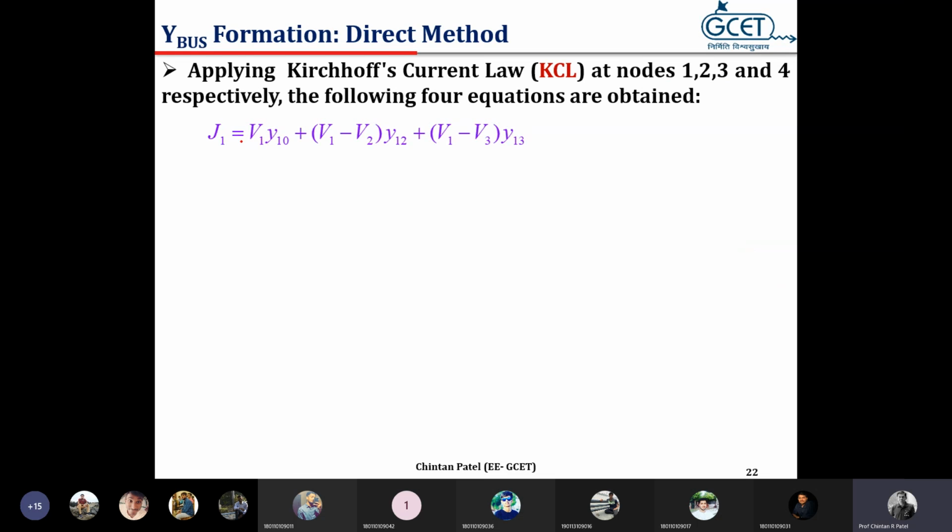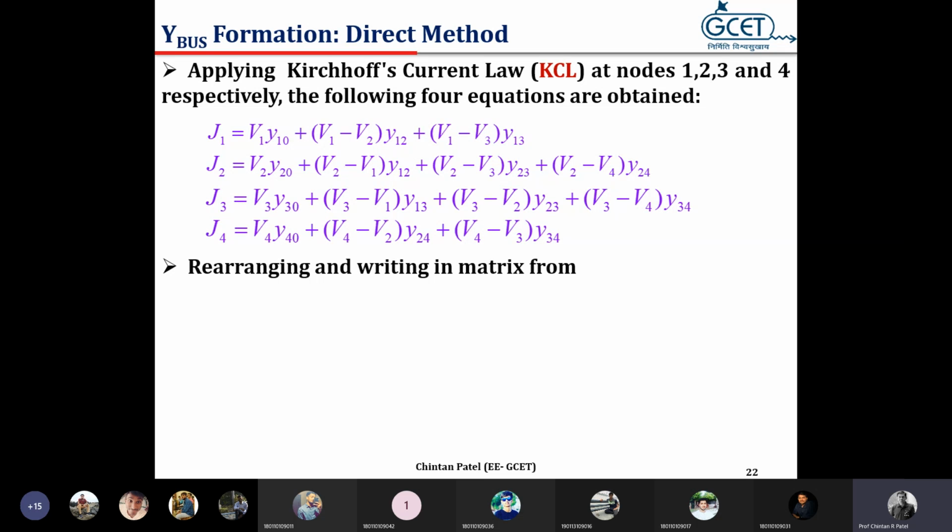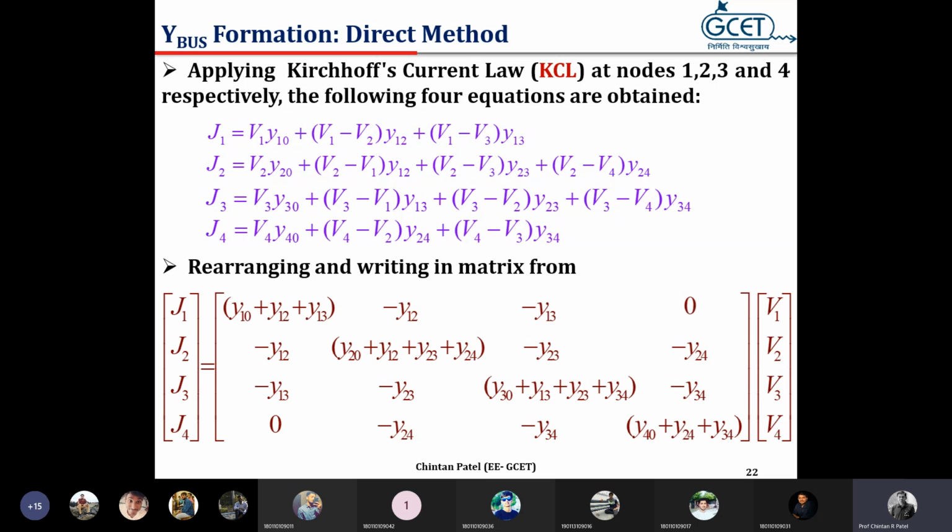So J1 is this: V1 Y10 plus V1 minus V2 Y12 plus V1 minus V3 Y13. J2 is V2 Y20 and so on, and J3 and J4. So for all the 4 buses, we have applied KCL. Now, we can rearrange this and represent all these 4 equations in matrix form.